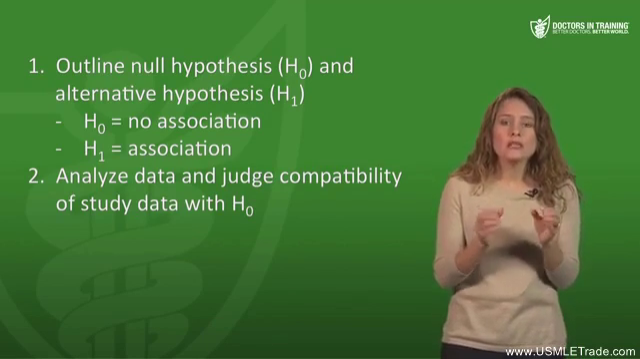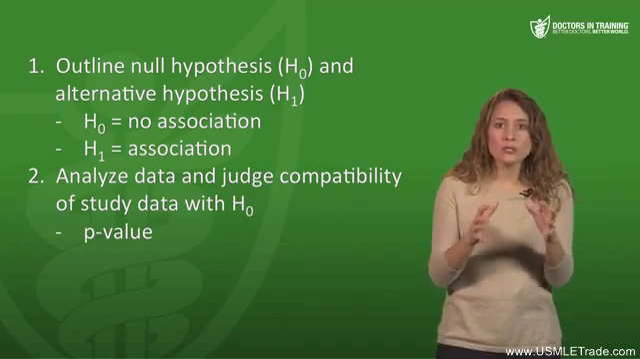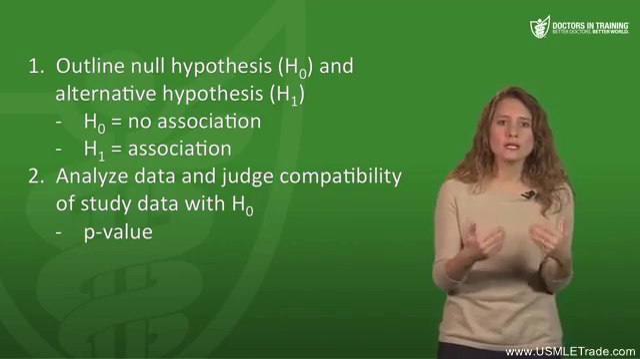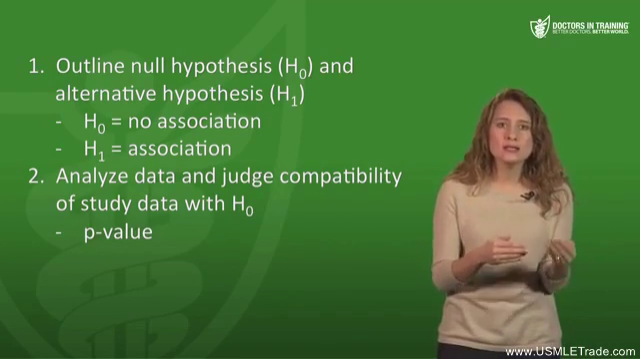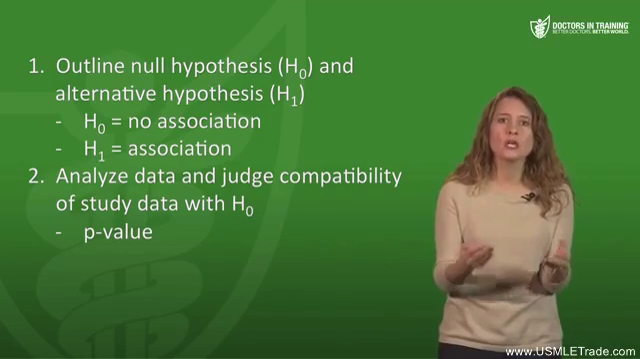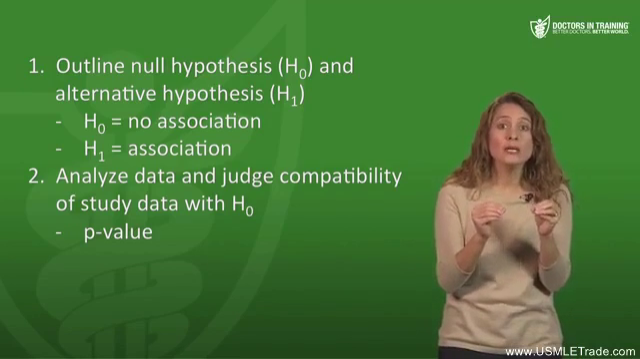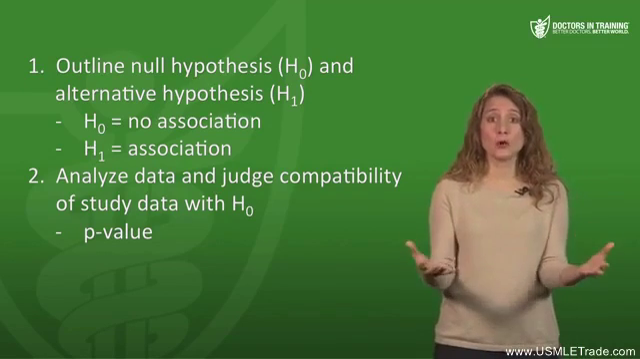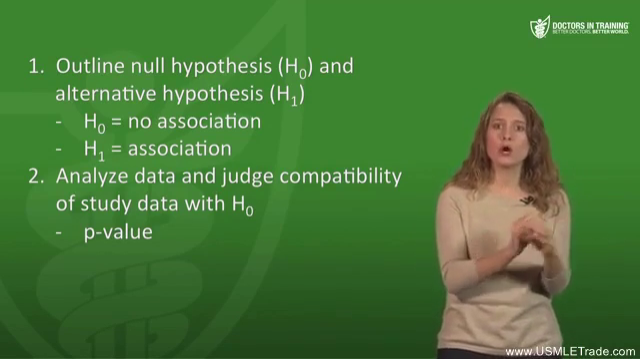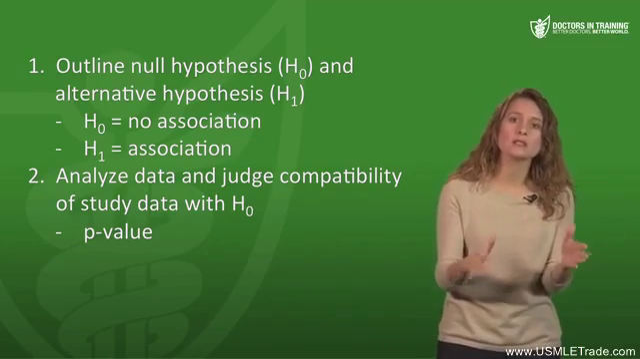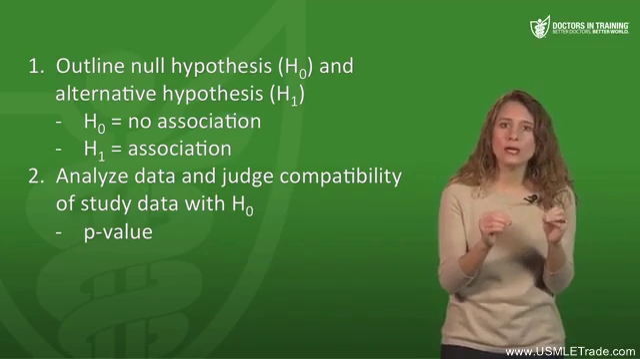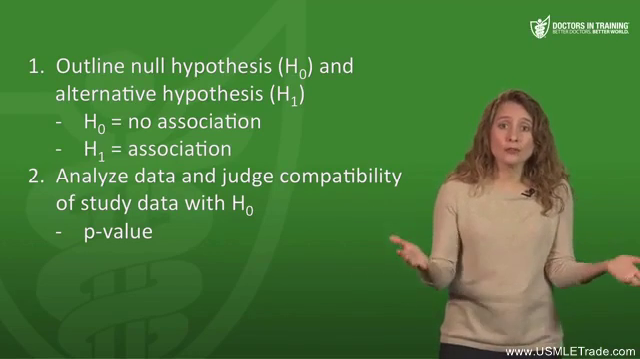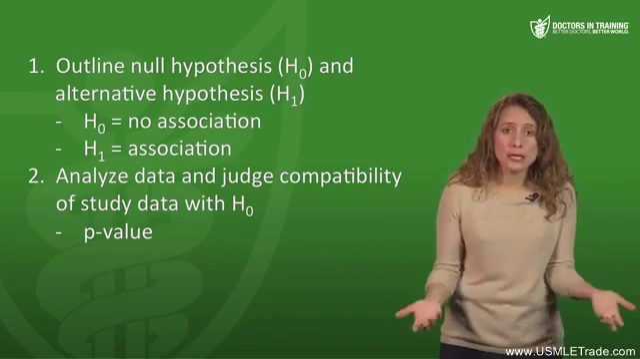But suffice it to say that the p-value is the value of interest at this point in hypothesis testing. The p-value lets us know how compatible the study data are with the null hypothesis. So a very small p-value indicates that it's very unlikely that the study values occurred as a result of chance alone. So very small p-values are not compatible with the null hypothesis. With a very small p-value, you cannot say that there's no association between the exposure and the outcome of interest, and that all of those observed results were merely due to chance.